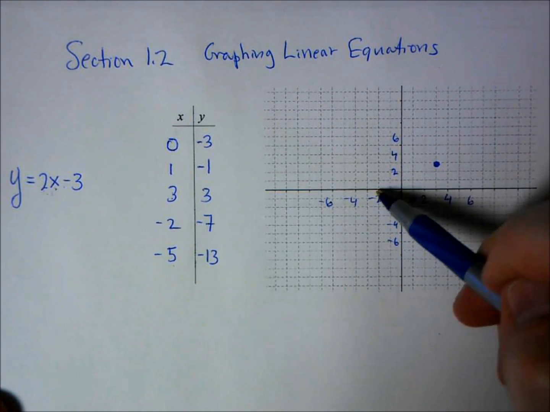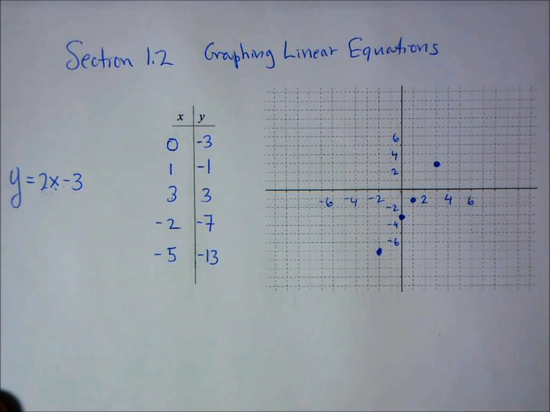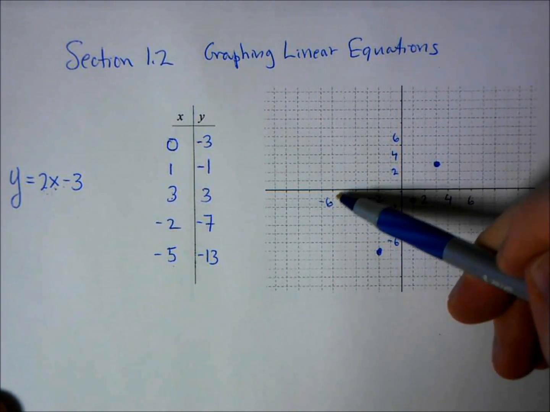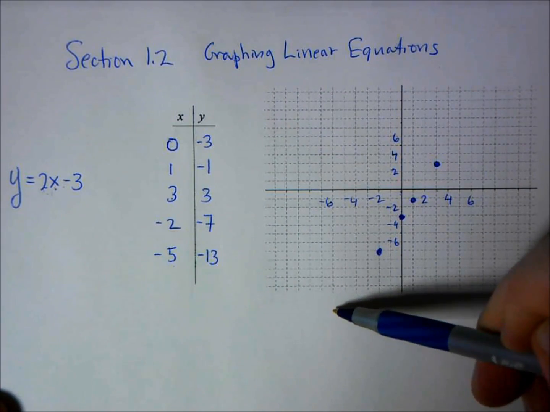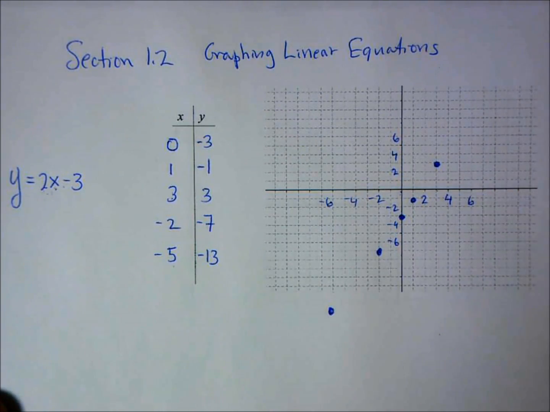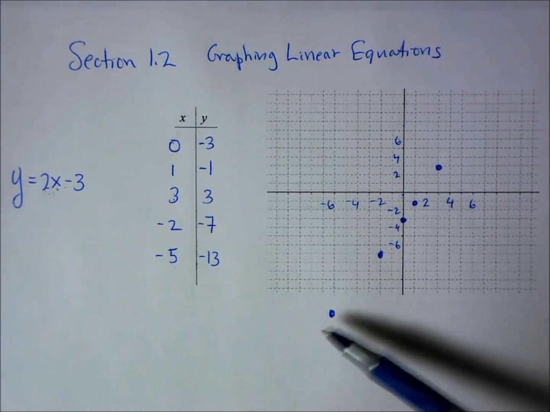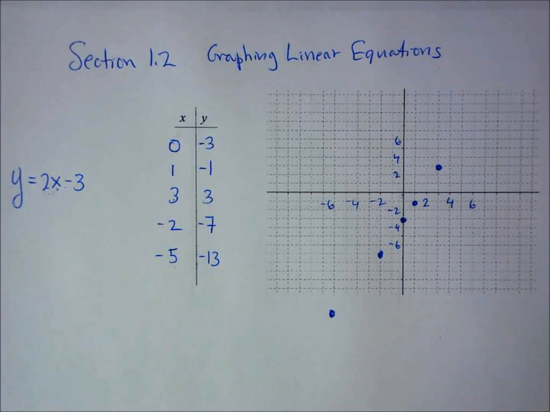Negative 2, negative 7. Negative 2 to the left, and then 7 down is right there. And finally, negative 5, negative 13. All right, this wasn't a real good choice because it kind of goes off my grid, but it's got to be right there. And the reason I think it's got to be right there is, of course, this is a linear function. And the reason we call them linear is when we graph them, we get a nice straight line.